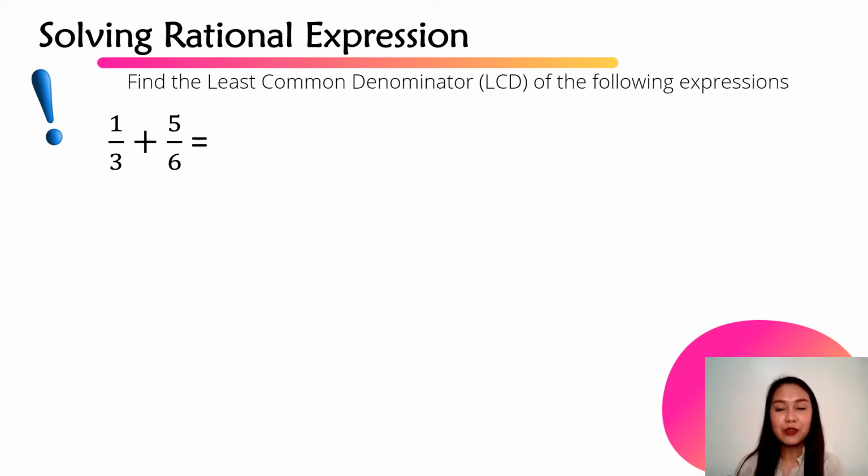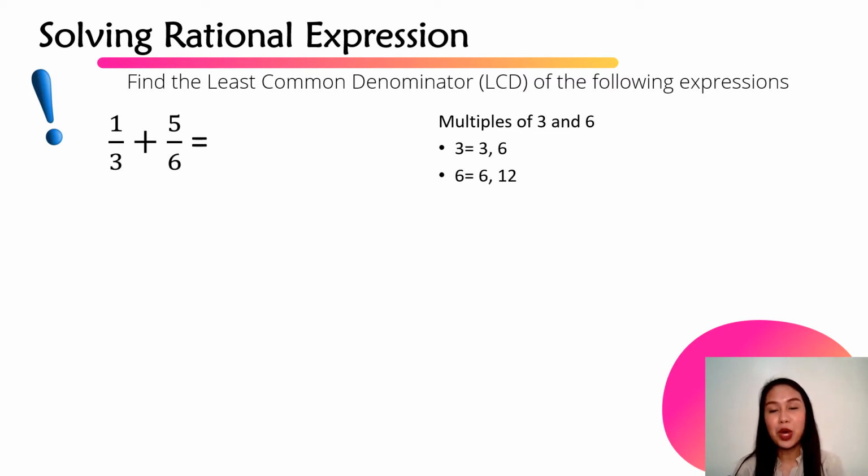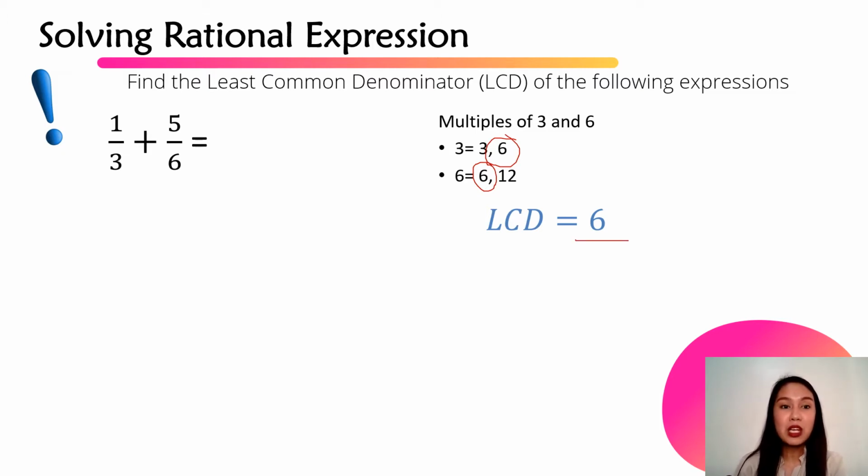To do that, we have to first find the multiples of the denominators, which are 3 and 6. For 3, the multiples are 3 and 6. For 6, the multiples are 6 and 12. Now we have to find the least common among these multiples, which is 6. Now this 6 will be your LCD. LCD 6, that's what we are going to use as the denominator of these two addends. Now how are we going to make this 3 become 6?